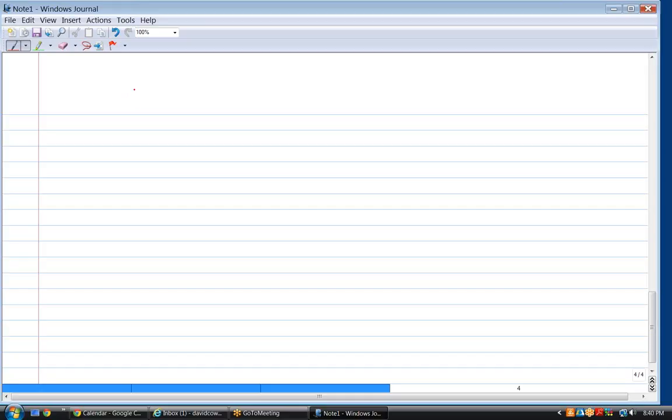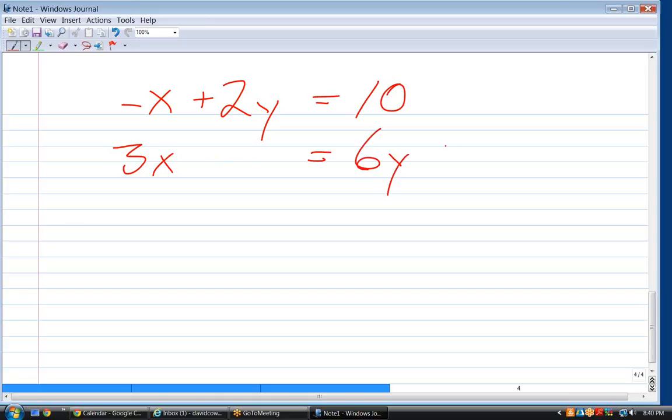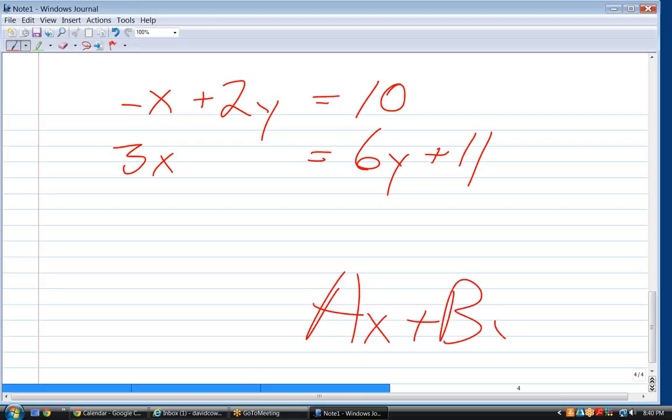This looks a little bit harder. Okay. It is negative x plus 2y equals 10. Okay. And the other one is 3x equals 6y plus 11. Okay. In order to solve by elimination, you want to get both equations in standard form. Standard form is ax plus by equals c. In other words, this first equation is in standard form.